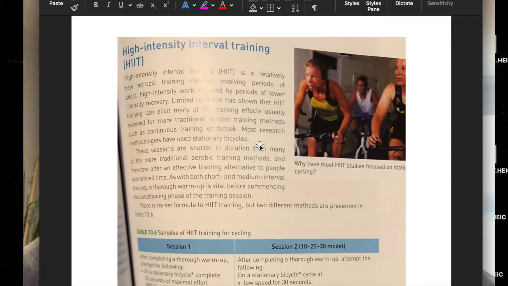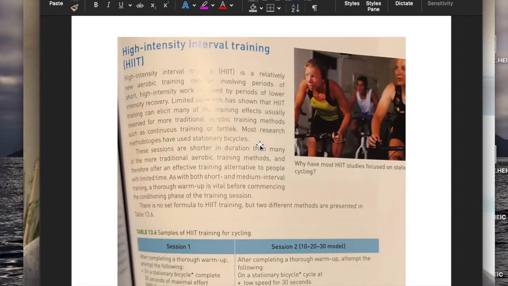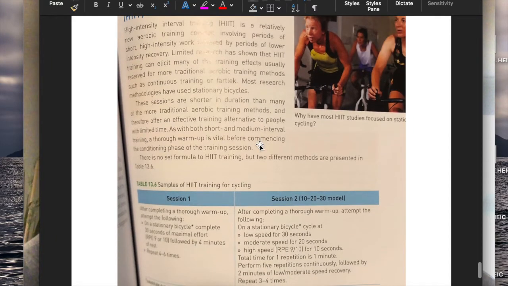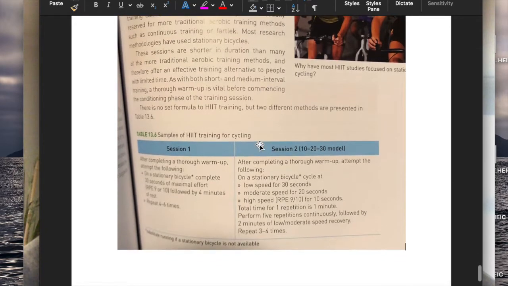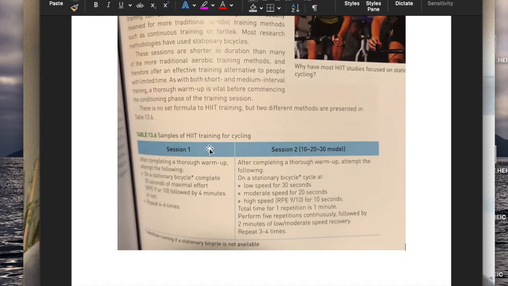However, for the purposes of our course, it's important to note that HIIT or high intensity interval training is aerobic training. It is a training method similar to a continuous or a fartlek where we are working through the aerobic energy system. The best way to explain it is to have a look at a high intensity interval training session here.